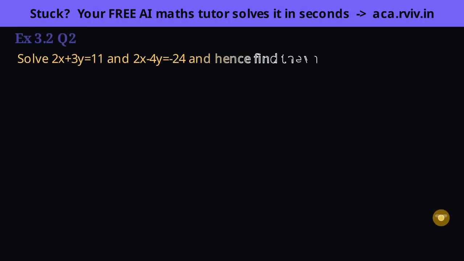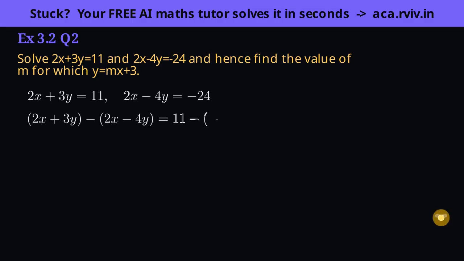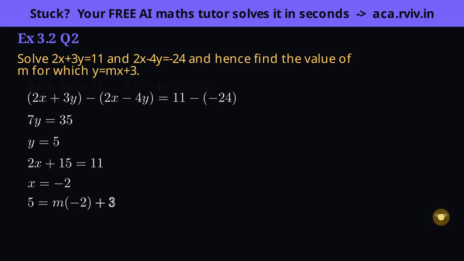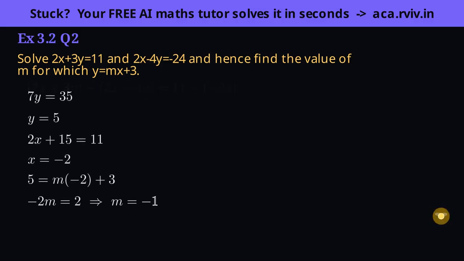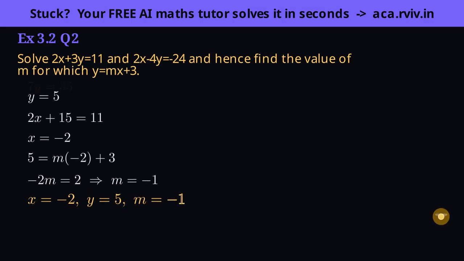Solve first, then use the point to find m. Set up: solve the system first, then use that point to pin down m. Both equations start with 2x, so subtracting eliminates x instantly. Simplify both sides. Solve for y. Put y back into the first equation. Solve for x. Now use y equals mx plus 3 with the found point. Solve for m. Insight: "hence" means reuse the solution you just found. The point -2, 5 is the bridge to m.